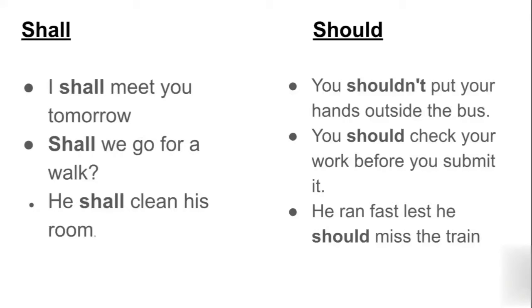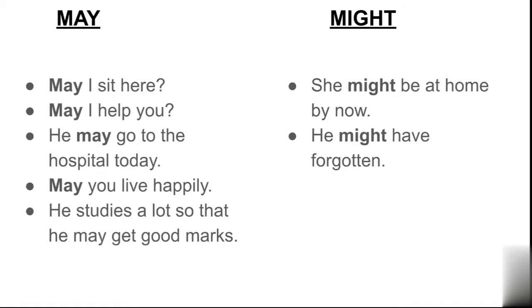And when we were learning conjunctions, we have already seen lest. And in that I have already described to you that after lest, should will be joined. So after the word lest also we'll be using this should auxiliary. He ran fast lest he should miss the train. Next modal auxiliary we are going to see is may and might.